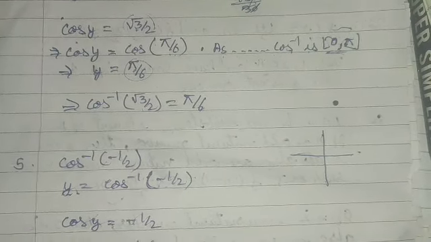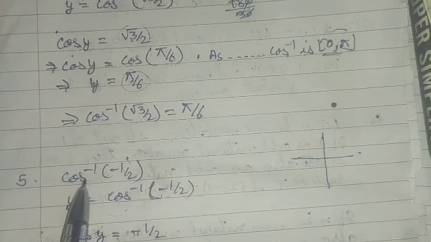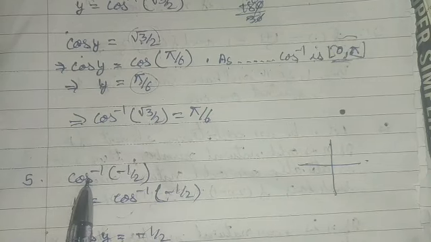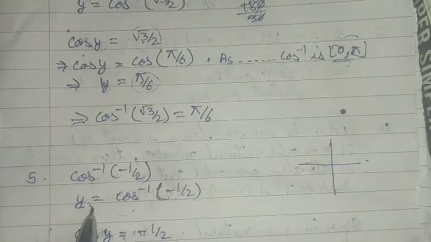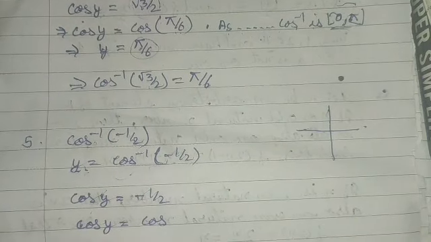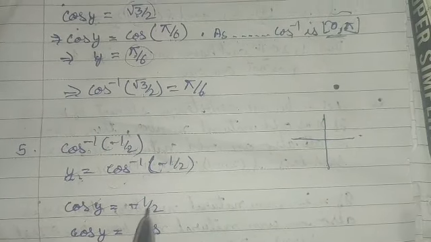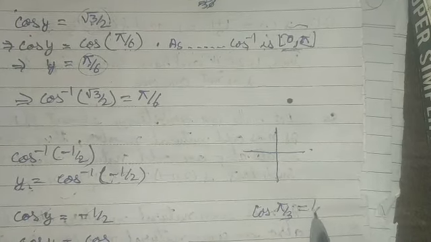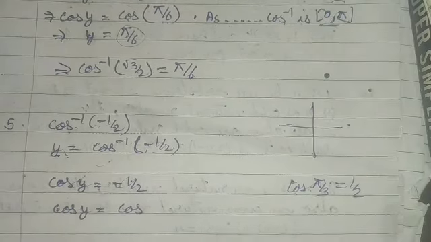Now here it is given that you have to find the principal value of cos inverse minus 1 upon 2. If we take cos inverse minus 1 upon 2 as y, we will get cos y as minus 1 upon 2. Now it is a negative number. Now see here, 1 upon 2: as you know, cos pi by 3 is 1 by 2. So in place of 1 by 2 we can write cos pi by 3. But here it is a negative sign.